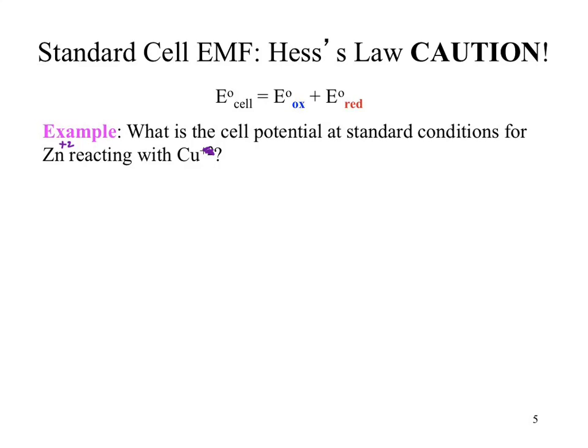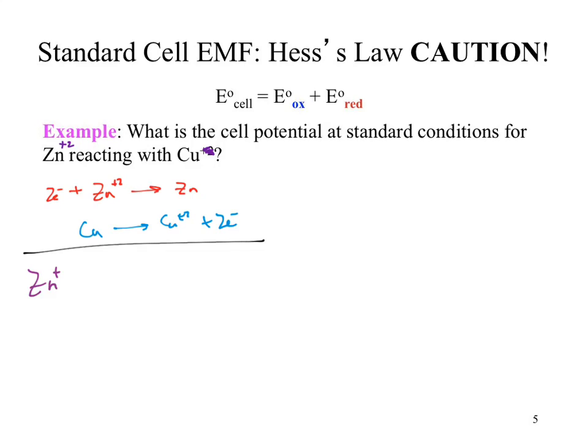We'd have to flip the second one, so we're looking at zinc plus 2 plus our 2 electrons goes to zinc solid. And we'd have copper metal going to copper plus 2 plus 2 electrons. Yes? We would add those two up, and in theory when we do that, we see zinc plus 2 plus copper. It's exactly what the question asked for. Zinc plus 2 plus copper.